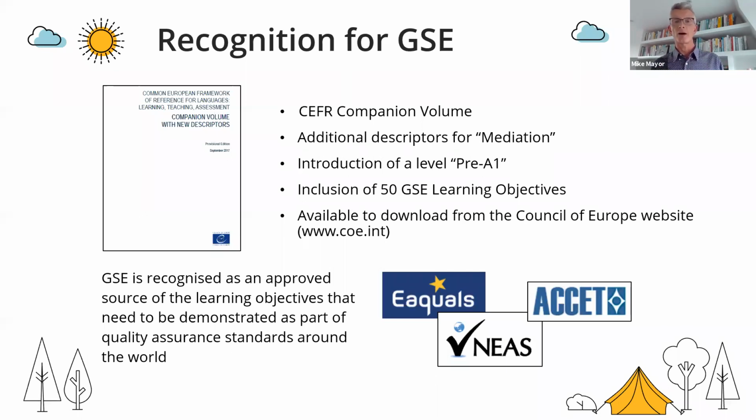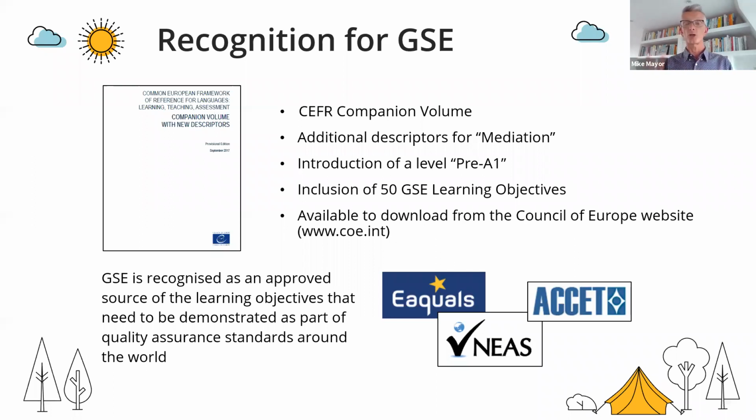And you may be aware that in 2017, the Common European Framework published a companion volume, so additional can-do statements, learning objectives. And as part of that, they have included around 50 Global Scale of English learning objectives in that companion volume. So, you know, they see it as being as robust as the Common European Framework itself.